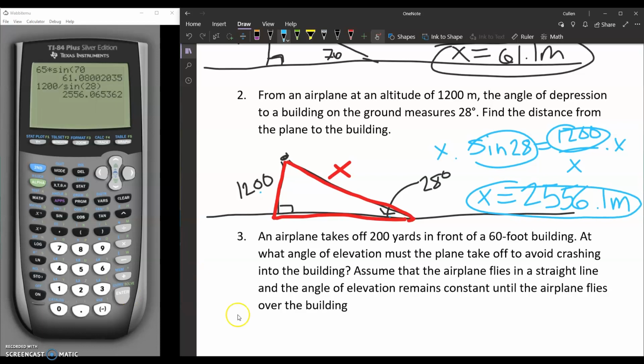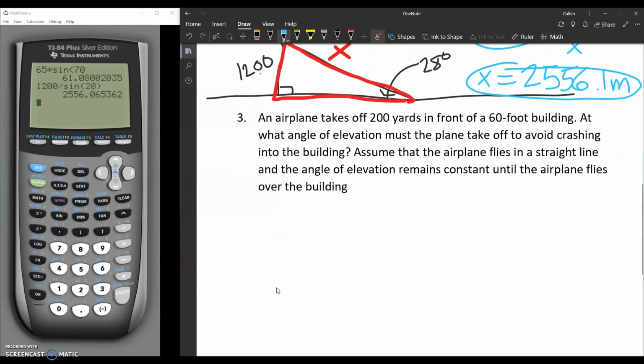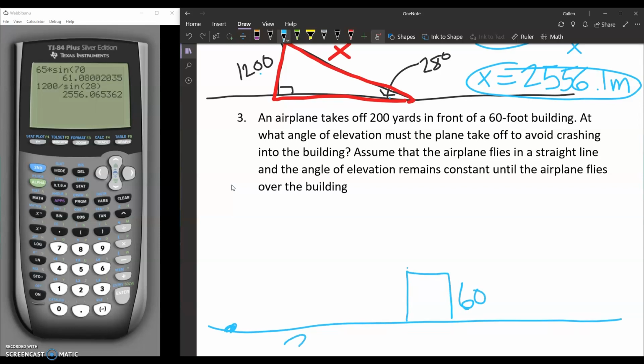Okay, let's go talk about the last one. This will be about finding another angle. So this is an airplane takes off 200 yards in front of a 60-foot building, which sounds very unwise. But let me draw. So here is our ground, here is the building. And the building is 60 foot tall. And the airplane is taking off down here. And that distance is 200 yards. And this is 60 feet, because the units will be important here in just a second. At what angle of elevation must the plane take off to avoid crashing into the building?